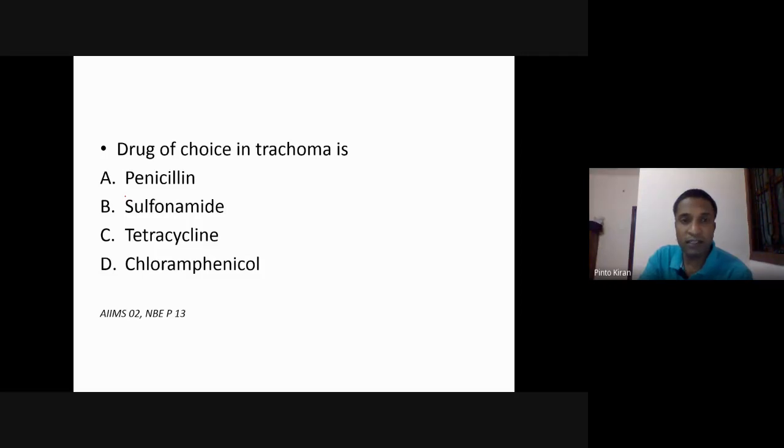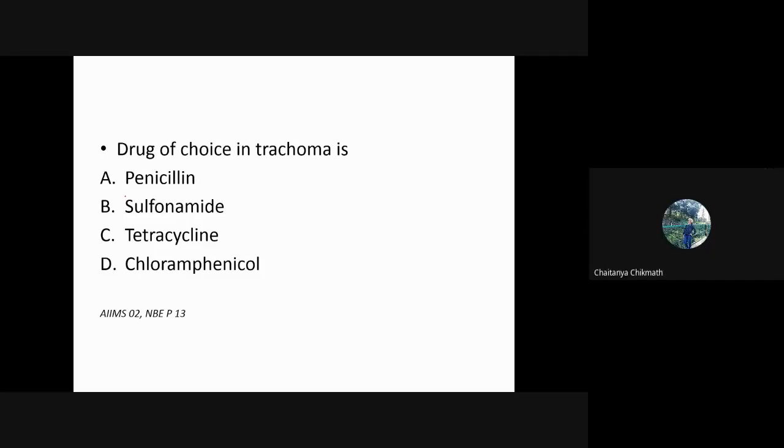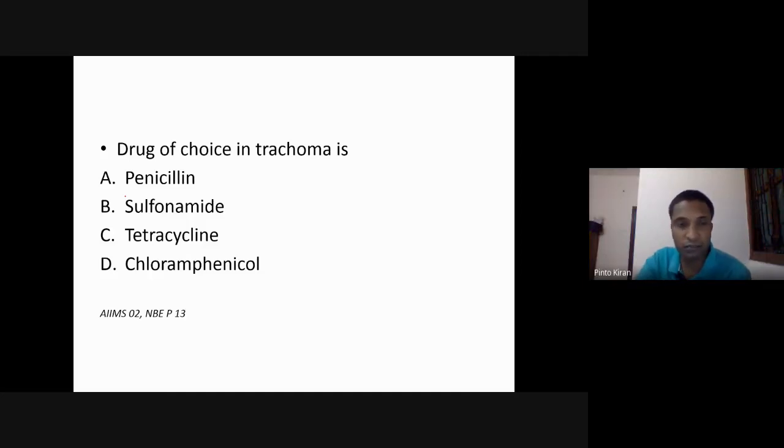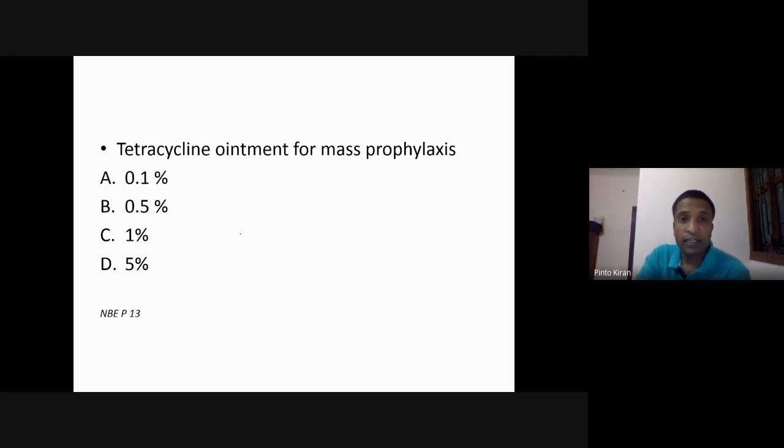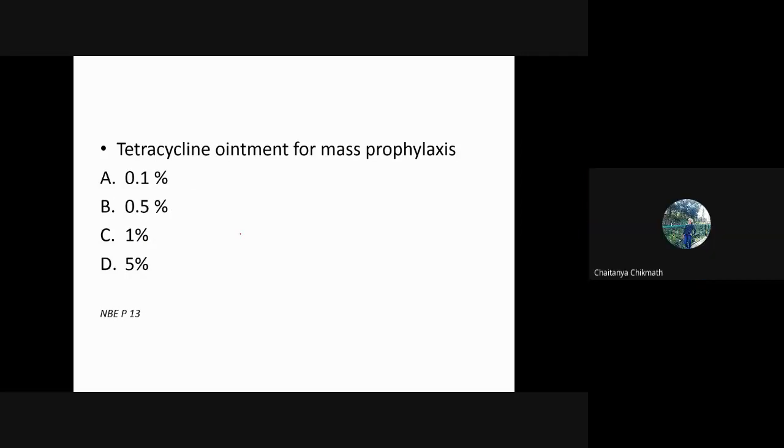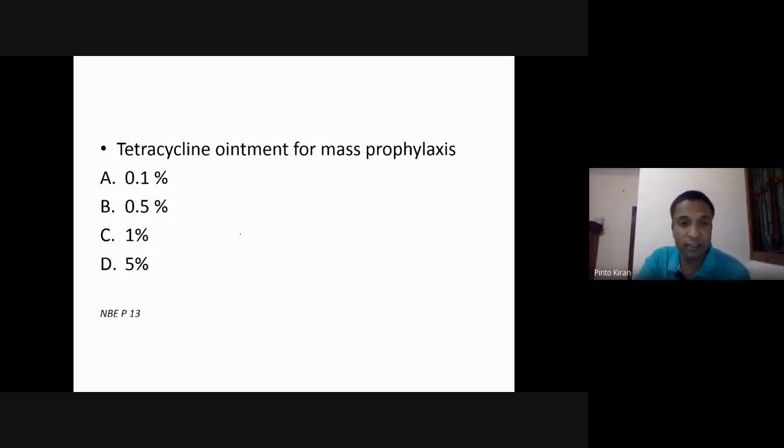Drug of choice in trachoma: penicillin, sulfonamide, tetracycline. Tetracycline. Yes, very good. Remember this. Chloramphenicol is a broad spectrum antibiotic, but doesn't have any role when you have tetracycline. Tetracycline ointment for the mass prophylaxis, 1%. Very good. Excellent.